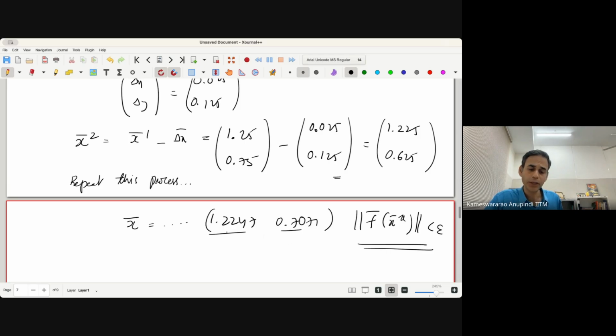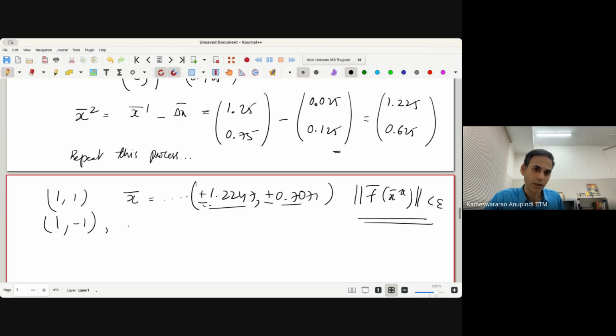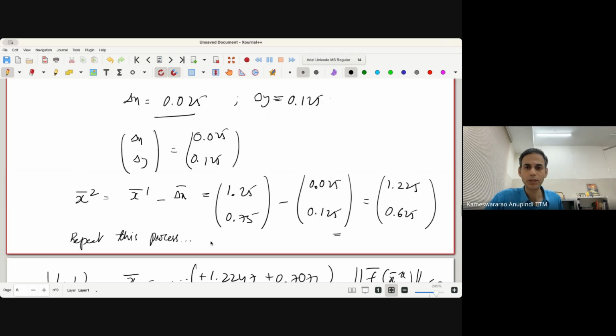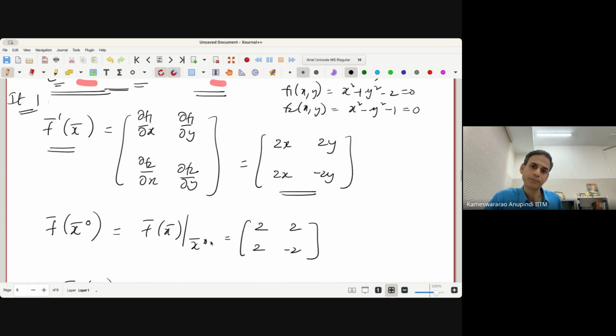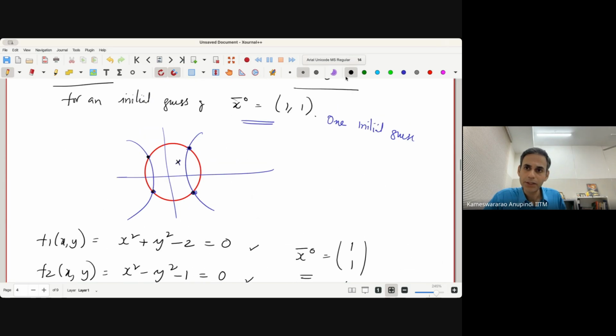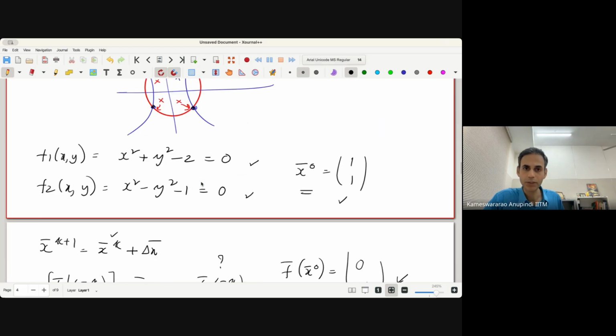Now, of course, it only converges to one value because we started off with the initial guess as 1, 1. All the other 4 values are going to be plus or minus these values. If you start with 1, minus 1, you're going to end up with another value. Similarly, if you start with minus 1, 1, you end up with the other value, and minus 1, minus 1 is going to give you the other value. So depending on the initial guess you have taken, you're going to end up with the corresponding closest root value, hopefully when it converges. That is the idea.